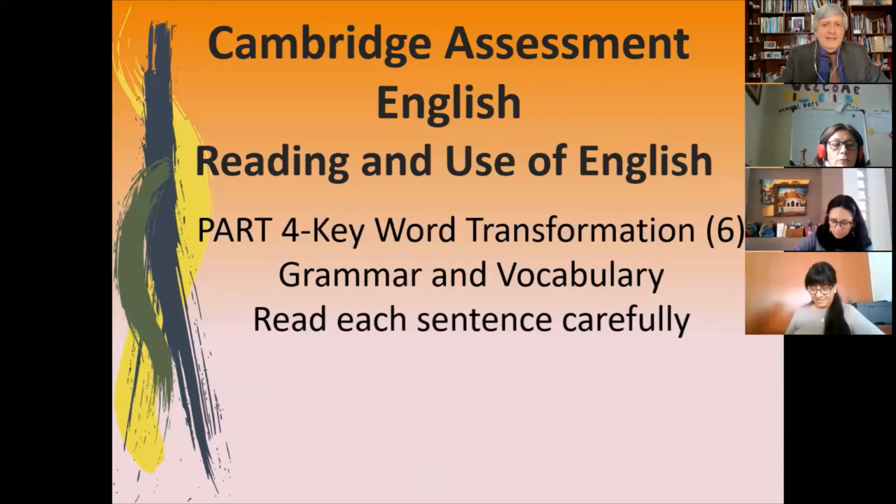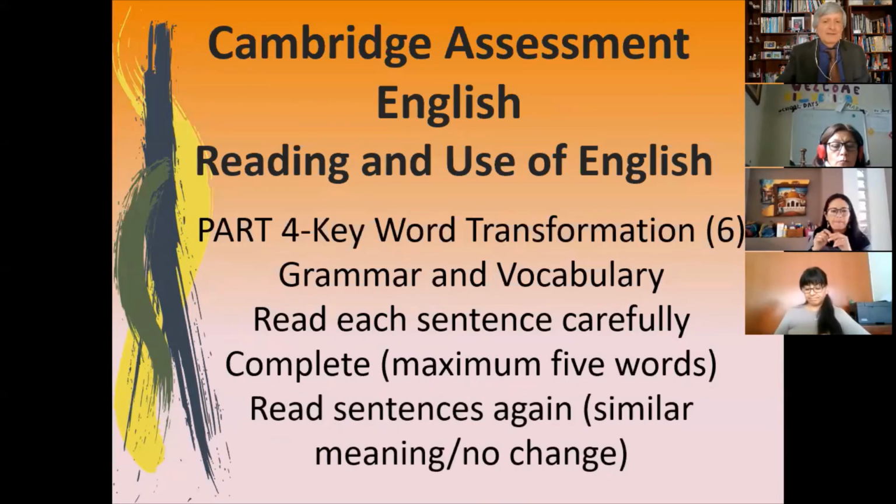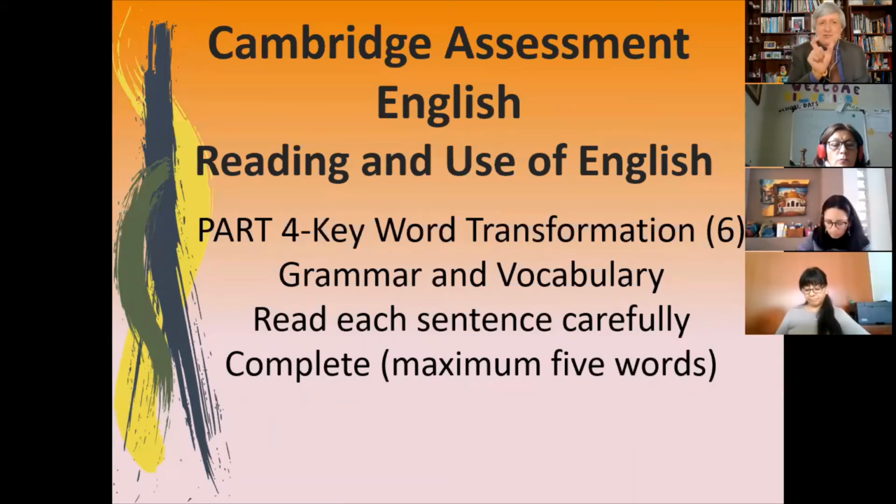Okay, and you need to read each sentence carefully. The sentence that they give you, the original sentence, and the sentence that you need to make so that it has the same meaning, okay? So you need to read each sentence carefully. And you need to complete. Now, please check. It says in the instructions, like I said, you need to follow the instructions very carefully, right? In the instructions, it says a maximum of 5 words, and you cannot change the word that they give you. Okay, the word that they give you has to stay exactly the same as they give it to you. And you can add other words.